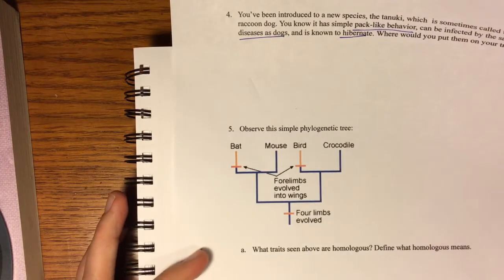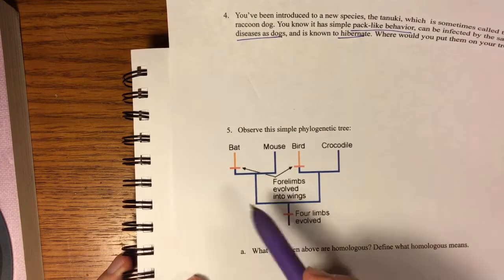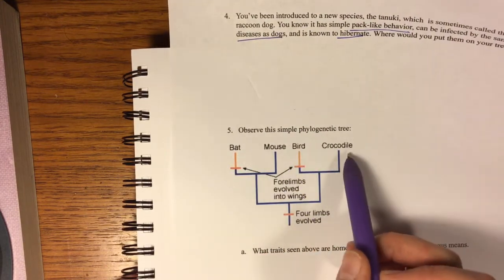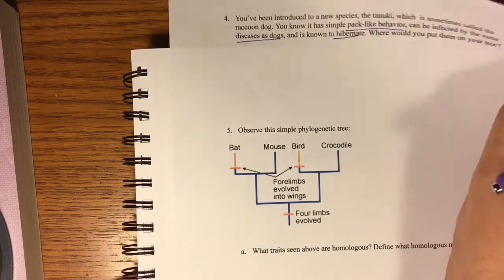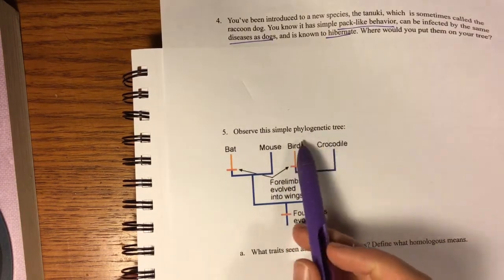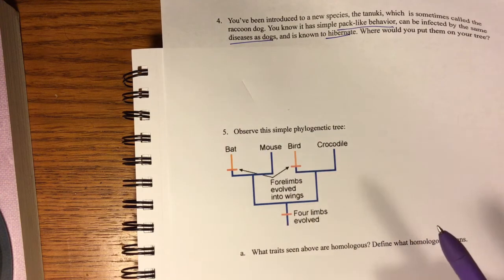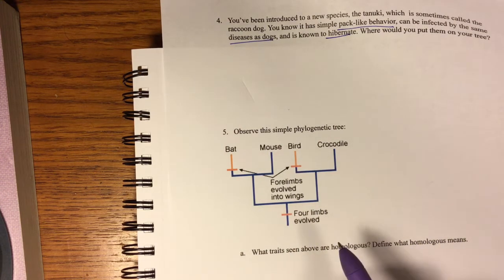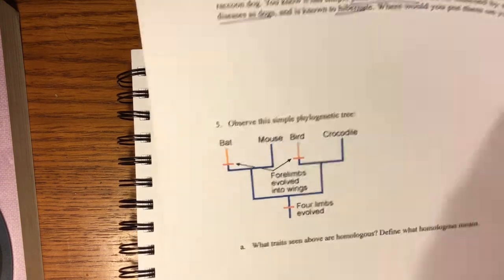Bat, mouse, bird, crocodile, what's happening there? So obviously this is not a complete tree. Birds are more closely related to crocodiles than they are to mice. Let's talk about homologous and analogous traits, okay?